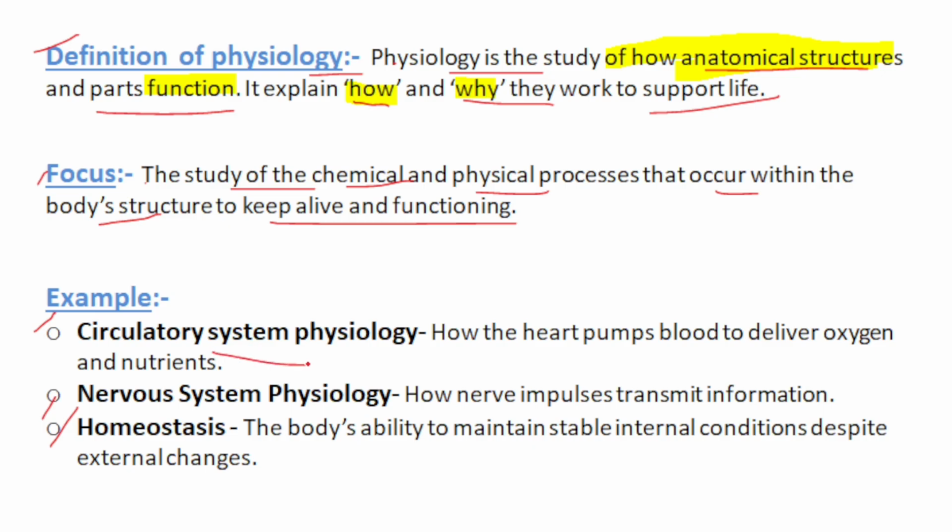In circulatory system physiology, it describes how the heart pumps blood to deliver oxygen and nutrition, and in our nervous system, it describes how nerve impulses transmit information. Homeostasis. It is the body's ability to maintain stable internal conditions despite external changes. There are some physical and chemical processes to maintain homeostasis in our body.